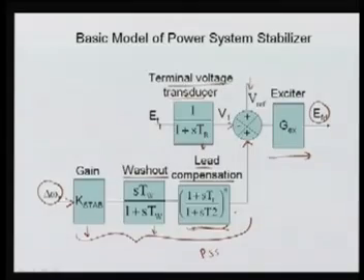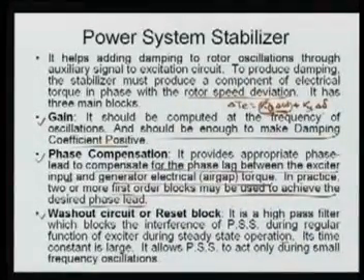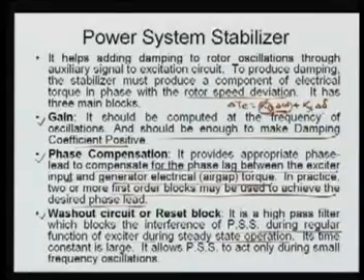compensation. Another is your washout circuit or reset circuit. It is a high pass filter which blocks the interference of PSS during the regular function of the exciter during the steady state operation. So during the steady state operation we should not bother, and it is not used. So it is just a high pass filter which blocks the interference of the power system stabilizer during the regular function of the exciter during the steady state operation.